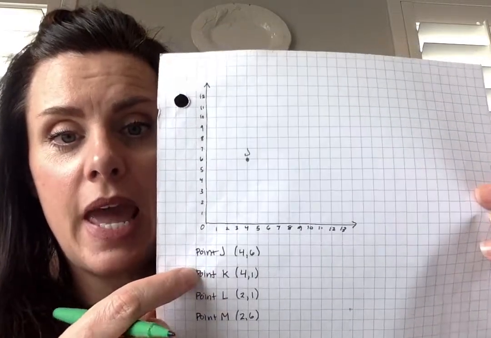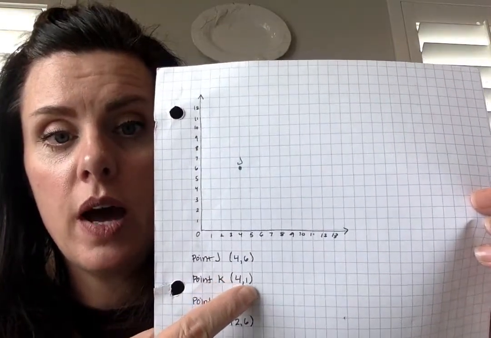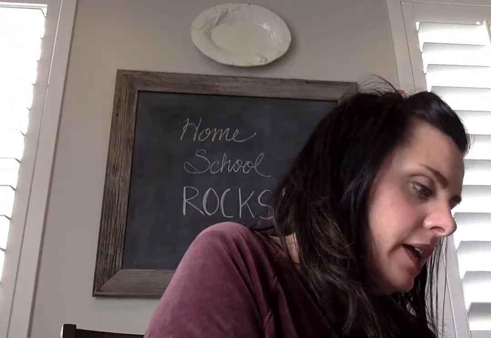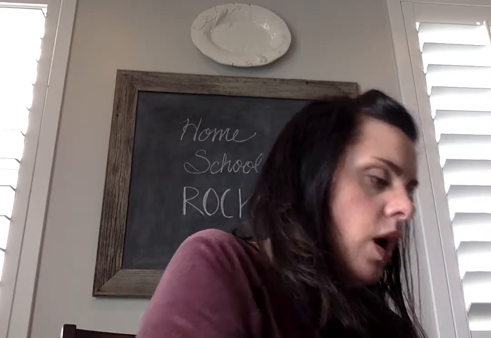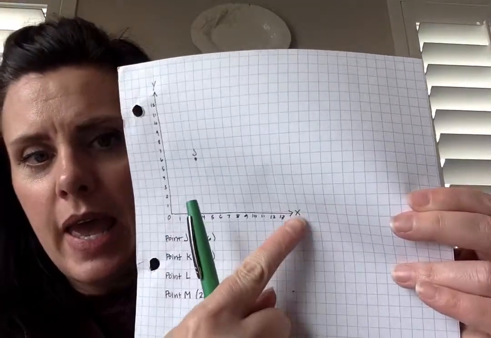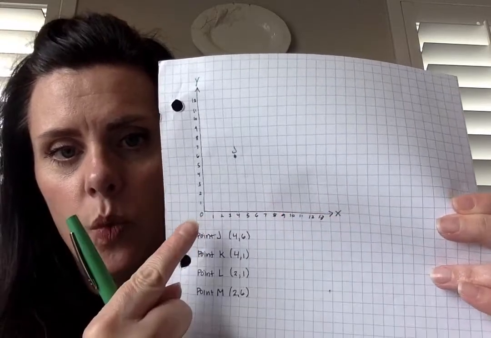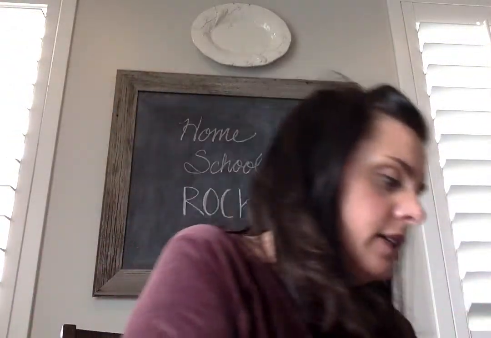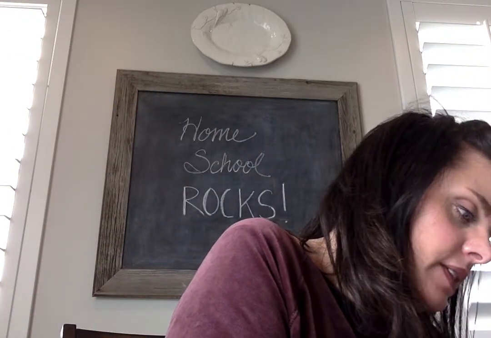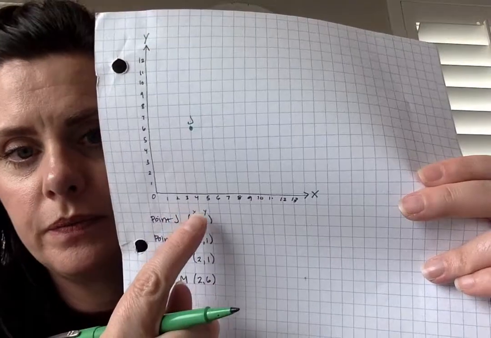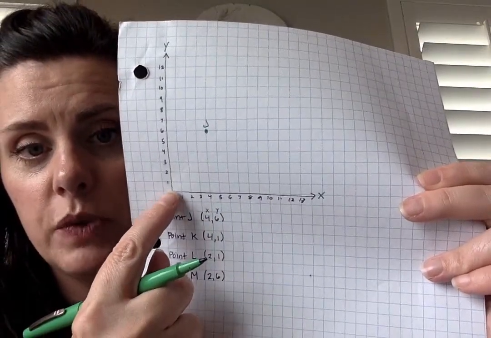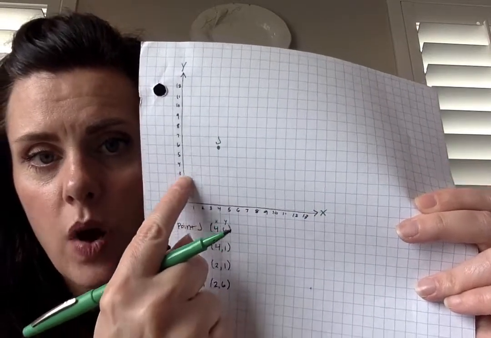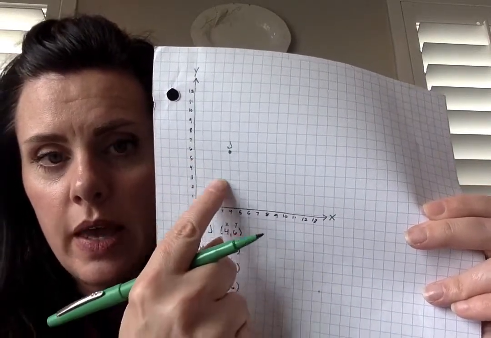Next, let's do point K. We're going to go over 4, up 1. So our x-axis is first, and I'm going to label that. Here's my x, and here's my y. Remember, x goes this way, and y goes this way. The first coordinate in our coordinate pair is an x, and the second one is a y. So the 4 that we did for J was over 4 on the x-axis and up 6 on the y-axis. If we go over and then up, we'd go right there.